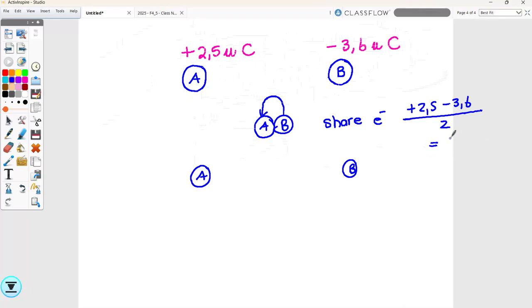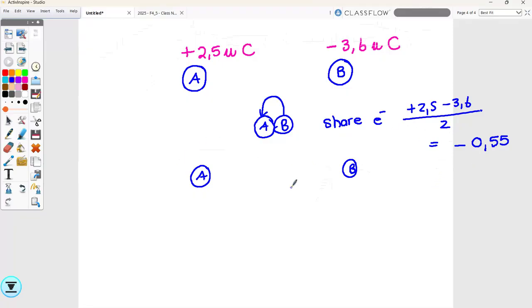Is it positive or negative? It's impossible. Negative 0.55. Yeah, that's what I want. It cannot be a positive answer. Negative 0.55.